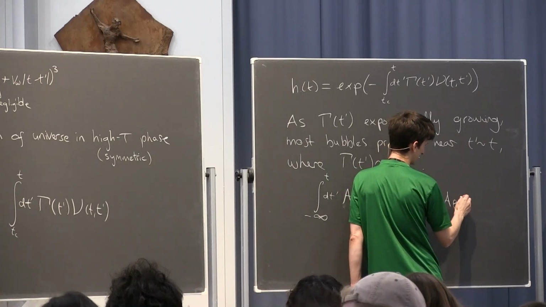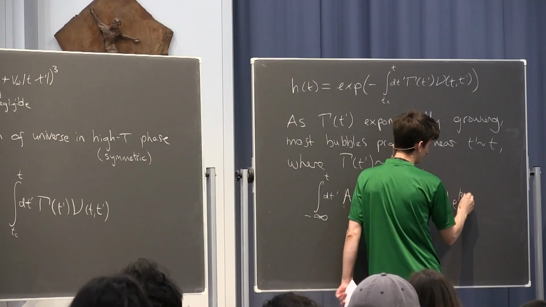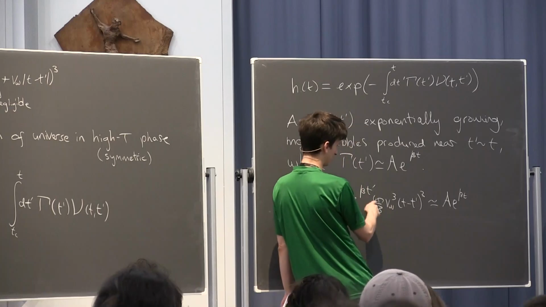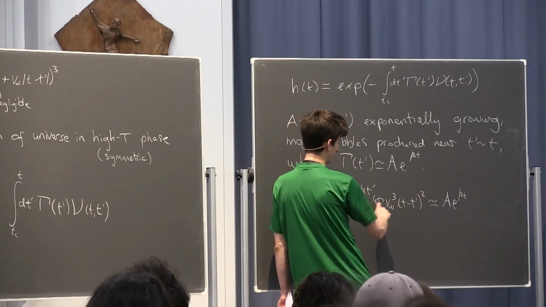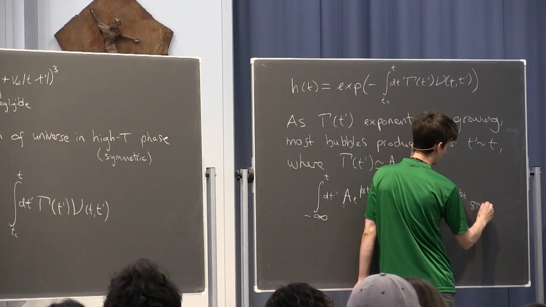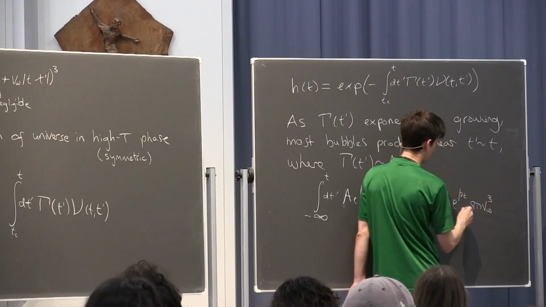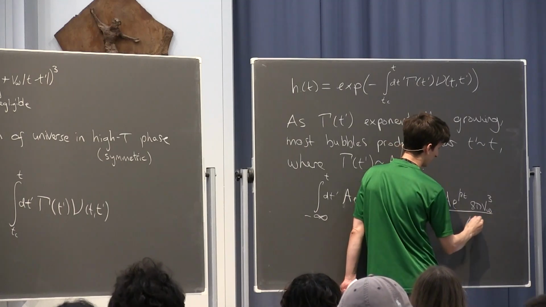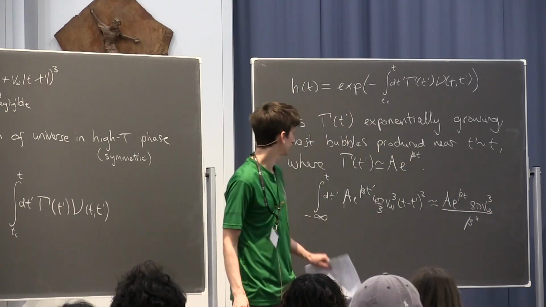We get A times e to the beta T, and I have to integrate by parts 3 times, and I'm going to get a 6 on the top here, which gives me 8 pi v_w cubed all over beta to the 4.